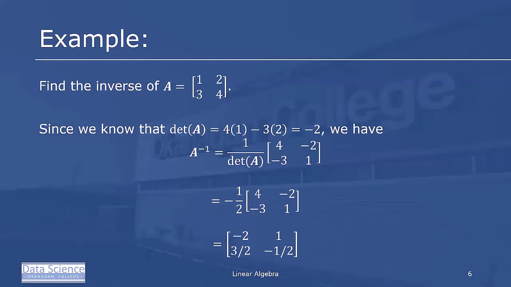Here's an example. We want to find the inverse of A. A is equal to the matrix 1, 2, 3, 4. We begin by finding the determinant of A. That's 4 times 1 minus 3 times 2. That's equal to negative 2. So using the formula from the previous slide, 1 over the determinant of A times 4, negative 2, negative 3, and 1. Well, since the determinant of A is negative 2, that's equal to negative 1/2 times the matrix 4, negative 2, negative 3, 1. Or simplifying, negative 2, 1, 3/2, negative 1/2.